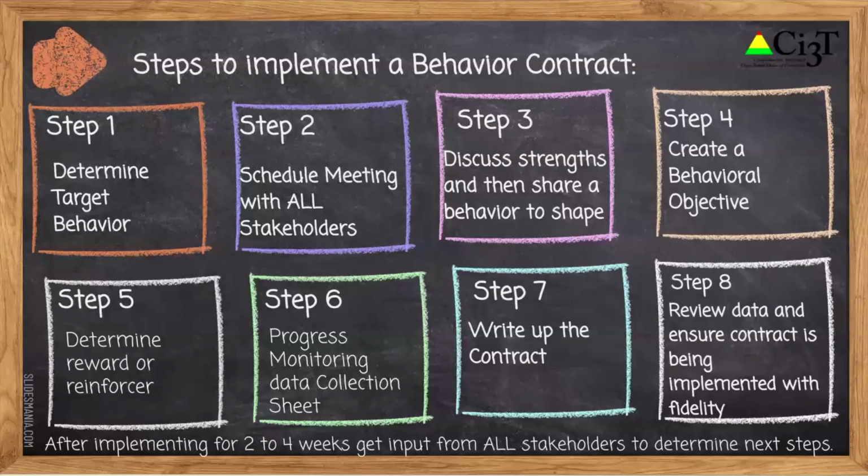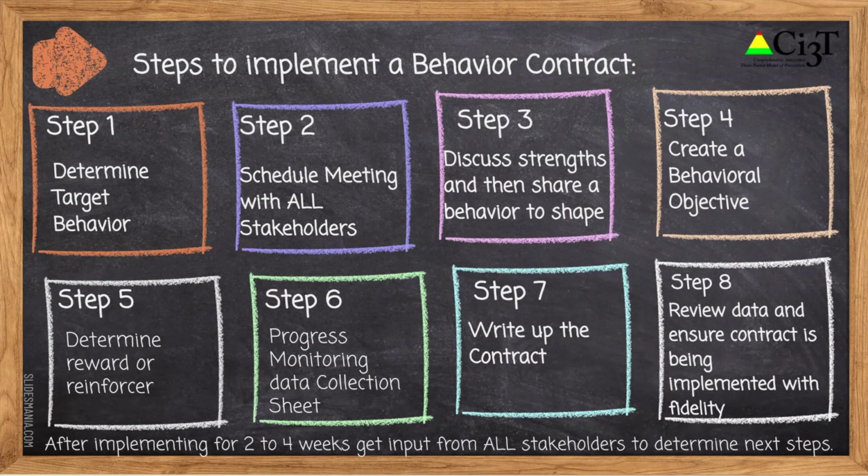And then step 7 is write up the contract. Use simple language, kid-friendly language, language that is free of jargon, free of acronyms and things like that. So write up a contract that is simplified in language. You may have to use visuals with the little fellows, and then have all parties sign the contract, which indicates agreement with the plan.